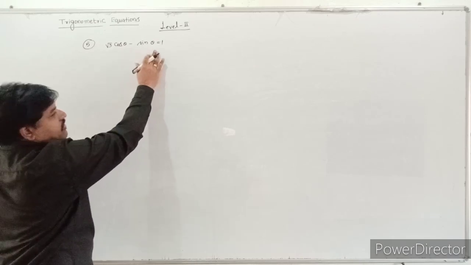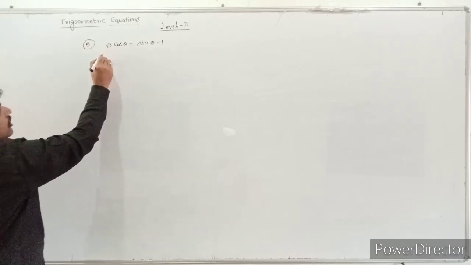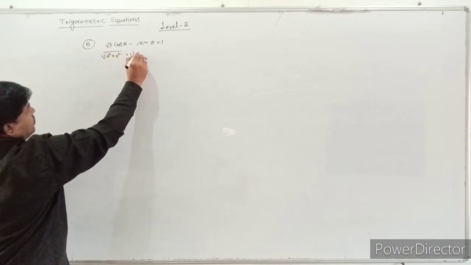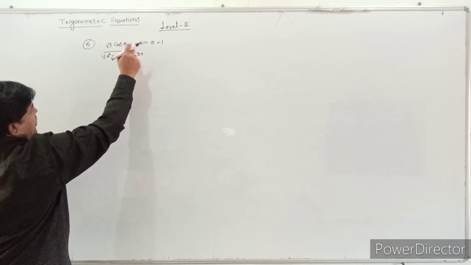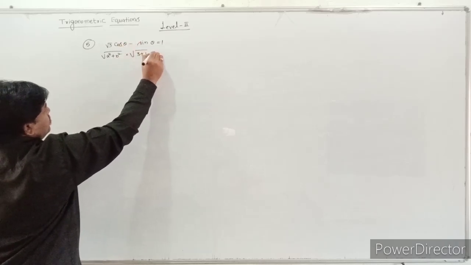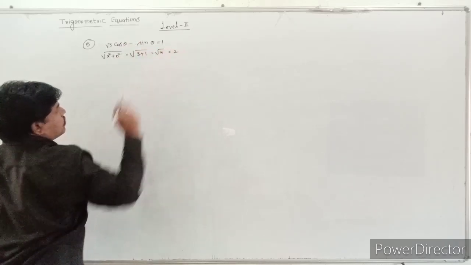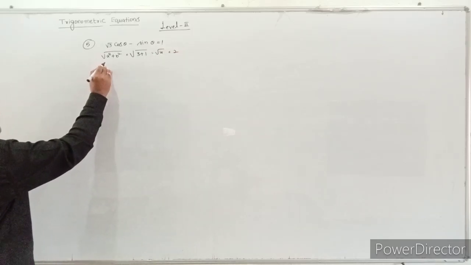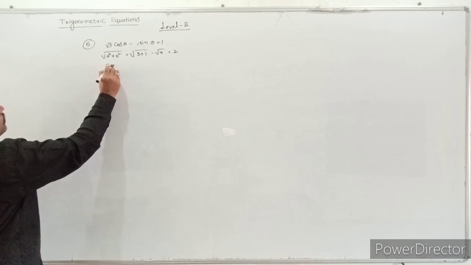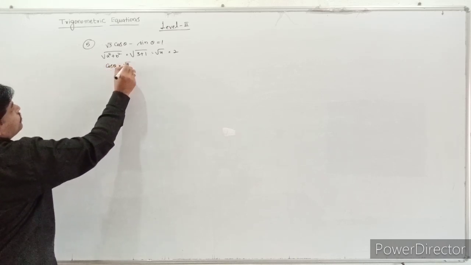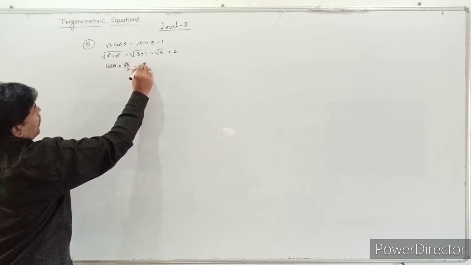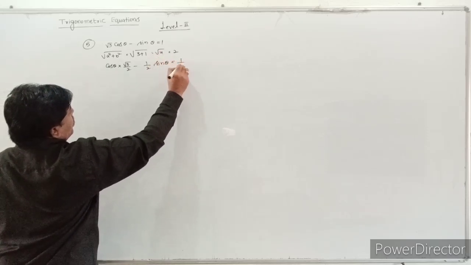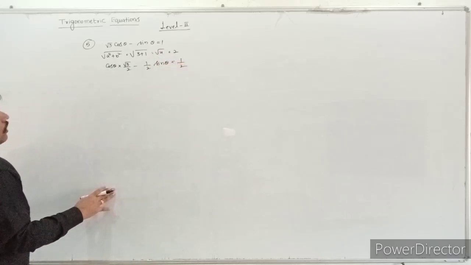In the form a cos theta plus b sin theta, you have to multiply and divide with the root of a square plus b square. So what is that value? Root of a square, a is root 3, so a square is 3, plus b square is minus 1 whole square, that is also 1. Root 4 will become 2. So you have to divide with 2 on both sides. What will it become? Cos theta into root 3 by 2 minus 1 by 2 into sin theta is equal to 1 by 2. I divided all the terms with 2.